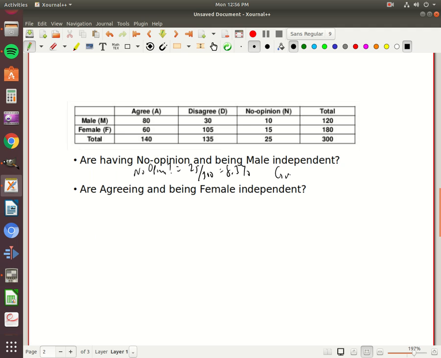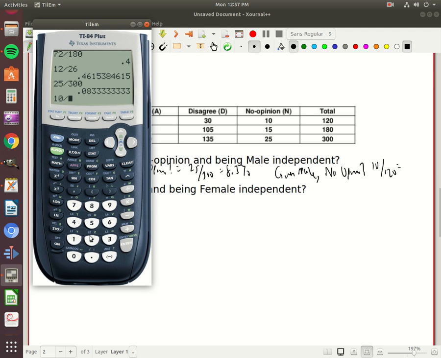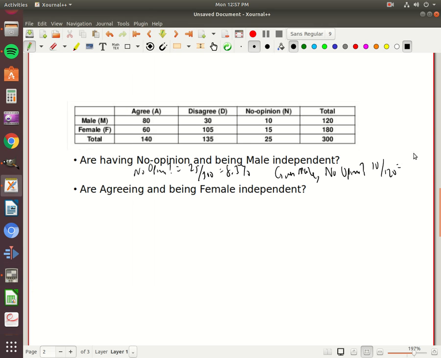Now I'm going to say given male, what are the odds that you have no opinion? So given that you're male, what's the odds that you have no opinion? It's 10 out of 120. And 10 out of 120 is going to equal 8.33. So these are the same. So that means there is an association. And if there is an association, that means they are dependent.